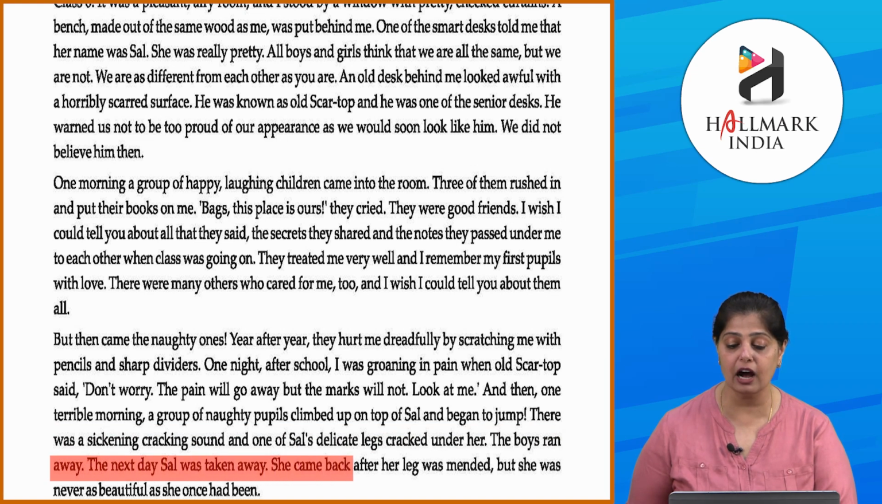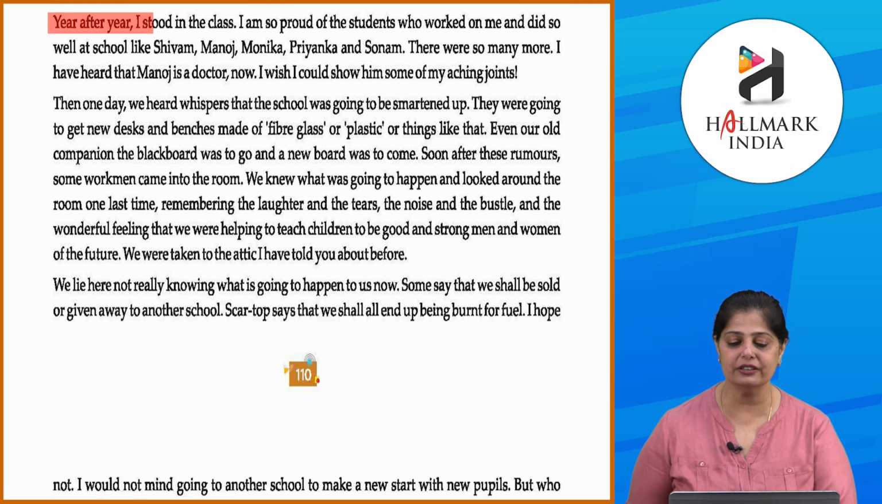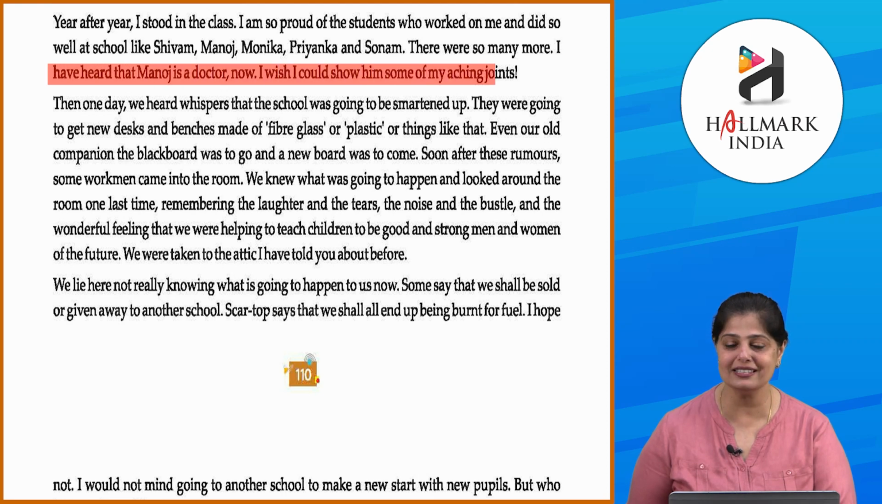She came back after her leg was mended. But she was never as beautiful as she once had been. Year after year, I stood in the class. I am so proud of the students who worked on me and did so well at school, like Shivam, Manoj, Monica, Priyanka, and Sonam. There were so many more. I've heard that Manoj is a doctor now. I wish I could show him some of my aching joints.